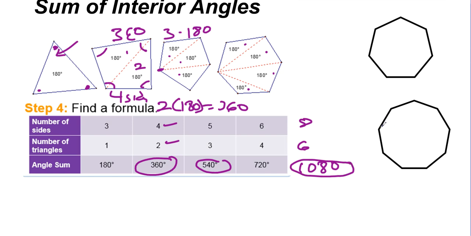So again, it's how many triangles can you create from one vertex going to the others, and we can create quite a few here. 1, 2, 3, 4, 5, 6, 7. So this must be 9 sides. Okay? 1, 2, 3, 4, 5, 6, 7, 8, 9 sides. Yep. Okay? So moving on.